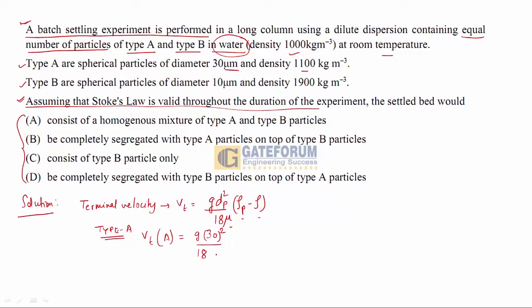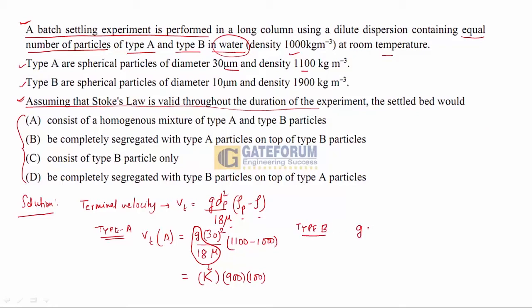Mu of water is not given in the question, let us just keep it as mu only. So density of the particles for type A is 1100 and density of the fluid is given as 1000. So it is coming out to be some constant K multiplied by 30 square, which is 900, into 1100 minus 1000, which is 100, and this K is g divided by 18 mu. Okay, now let us calculate for type B.